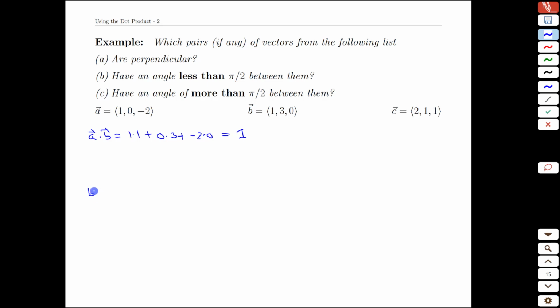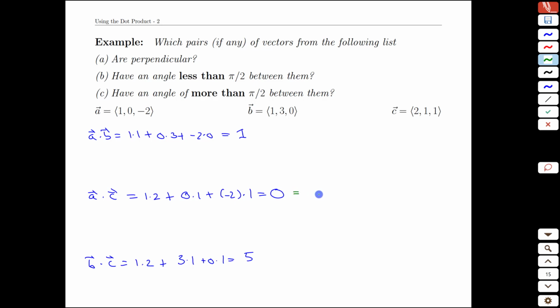Let's do all these calculations in advance and then we'll analyze them. If we take A with C, that'll be 1 times 2 plus 0 times 1 plus negative 2 times 1, and that is 2 minus 2, that is 0. So we can already see one perpendicular combination. And last but not least, we have B times C, 1 times 2, 3 times 1, and 0 times 1. And that would be equal to 2 plus 3 is 5.